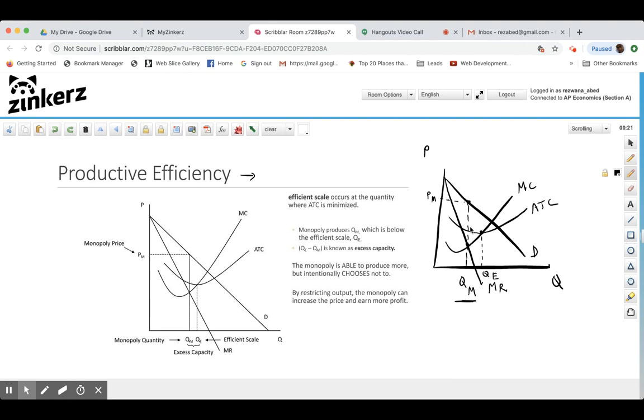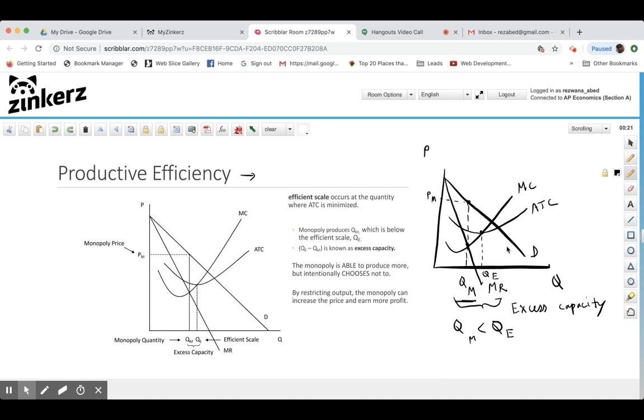But of course, the monopoly doesn't do that. So from here, what you can see is that QM is less than Q efficient, right? So the quantity that the monopoly is producing is less than the efficient quantity, the efficient scale. The difference between these two numbers, QM and QE, is called excess capacity. So the monopoly is able to produce more, but they are choosing not to.